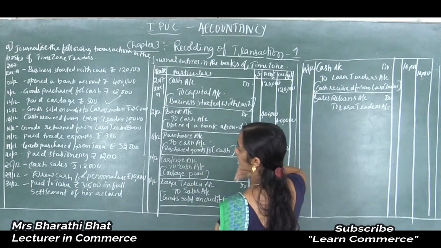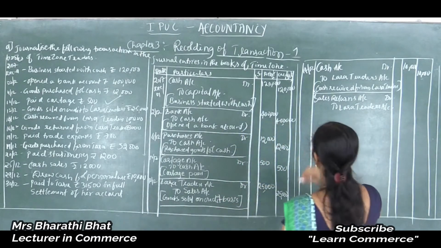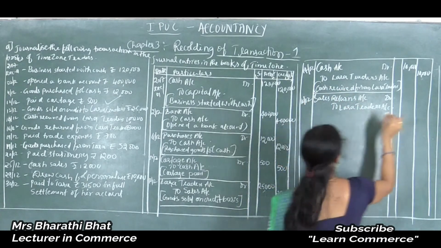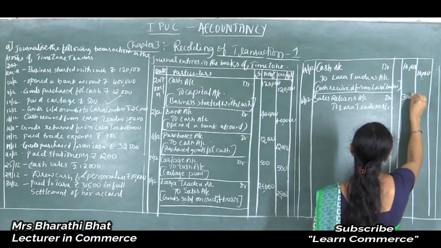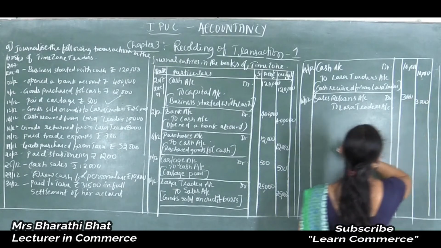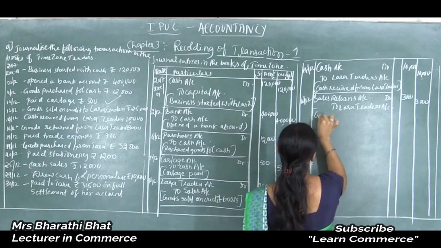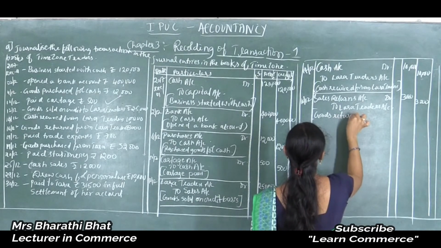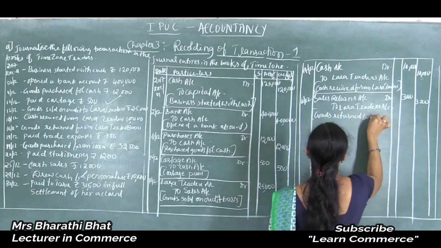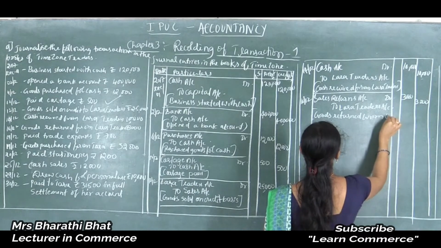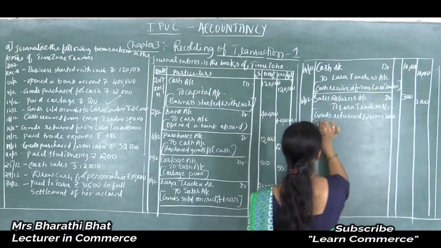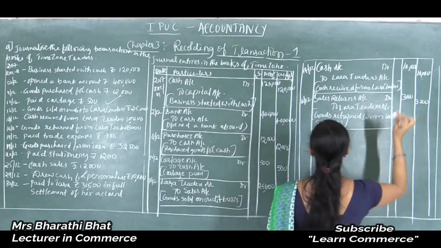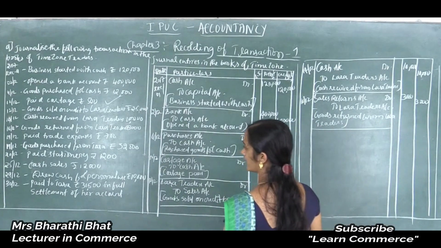Mention the date. Goods returned, 16/12. What is the amount? 3,000. Goods returned from Lara Traders. Clear? Move to the next one.